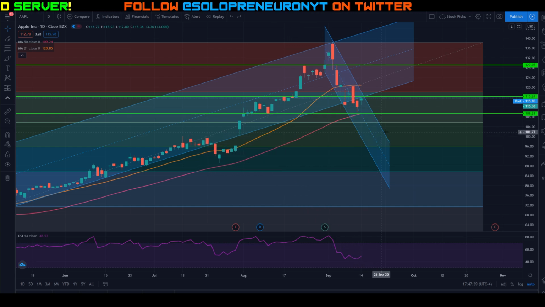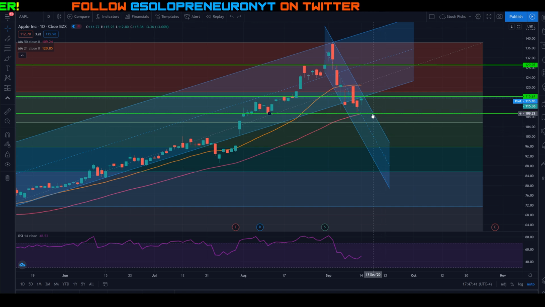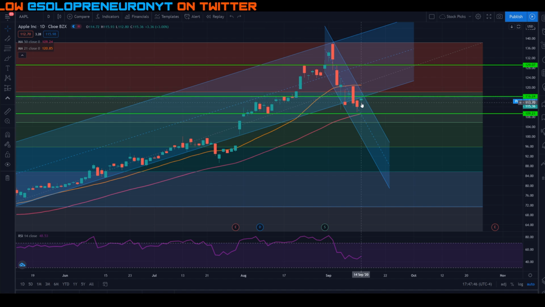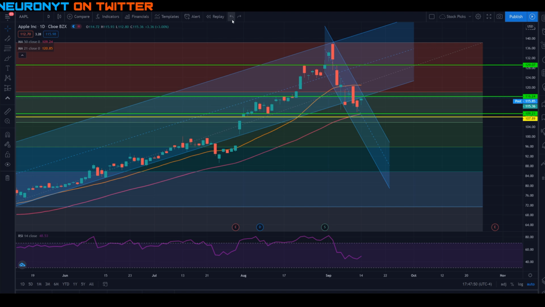So I think right now, Apple is going to trade somewhere between 109 and 116 in the coming days if it can't break out above this 116 resistance level. So let's take a look at some gaps actually.